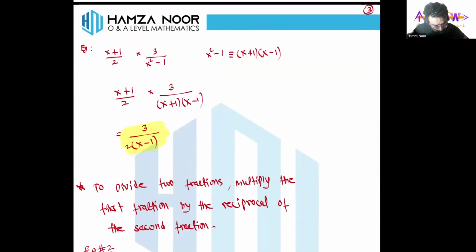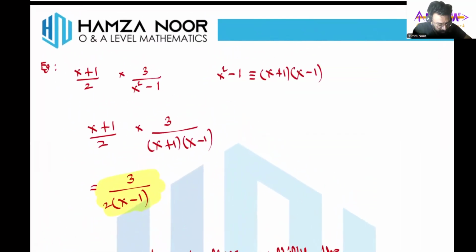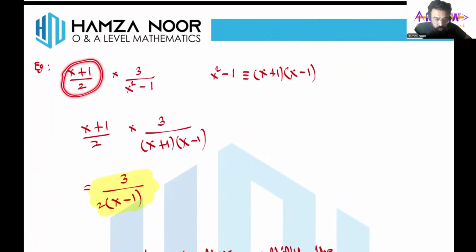Okay, so first of all, we have a basic example. Let's say (x + 1)/2 is multiplied by 3/(x² − 1). First things first, I'm going to factorize this x² − 1, because I need to see which common factors can be eliminated.